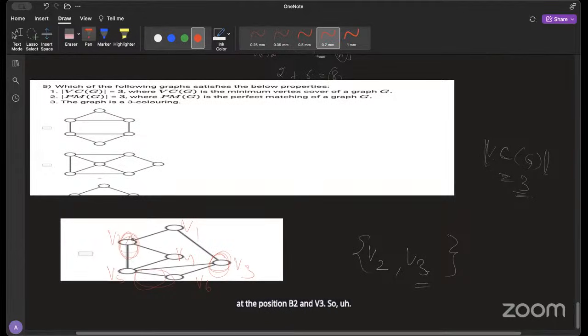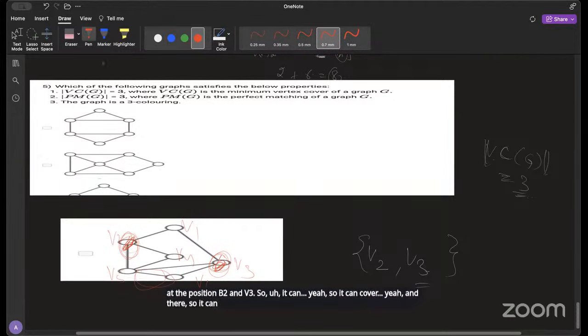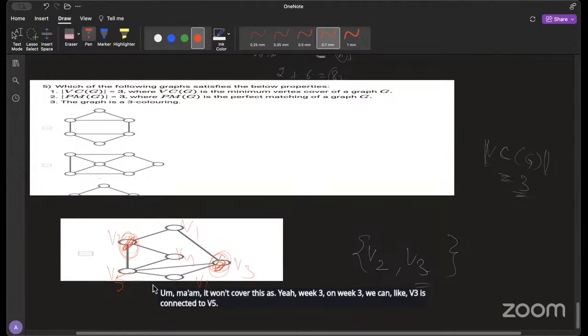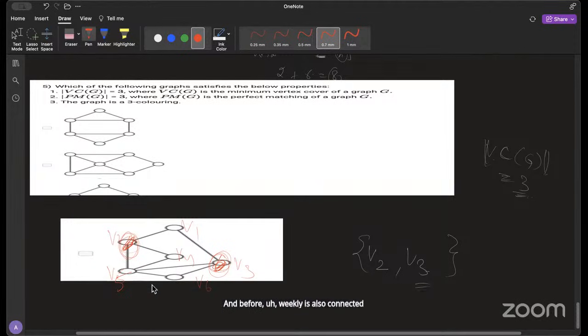So it can cover V1, V4, and so on. Hold on, you don't have to dictate the entire list of vertices. How would you cover this edge? Ma'am, we can cover it with V3. V3 is connected to V5, and V3 is also connected with V6, right? So those vertices are covered by V3.